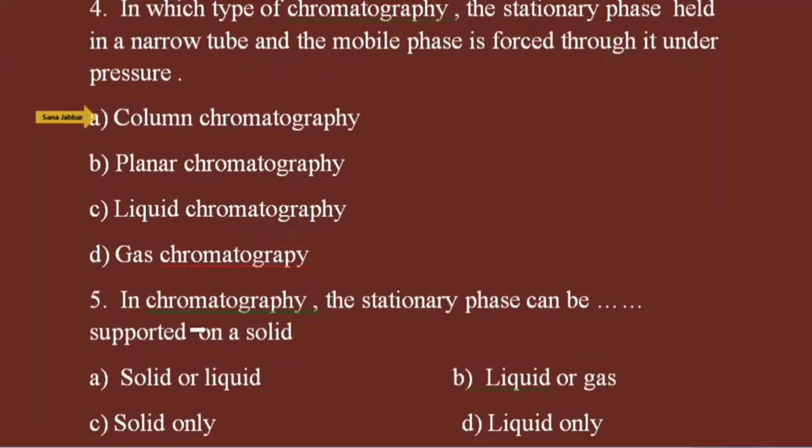Our next question is, in chromatography, the stationary phase can be dash coated on a solid, solid or liquid, liquid or gas, solid only, liquid only. A option is correct, that is the stationary phase in chromatography can be solid or liquid, it can never be gas.